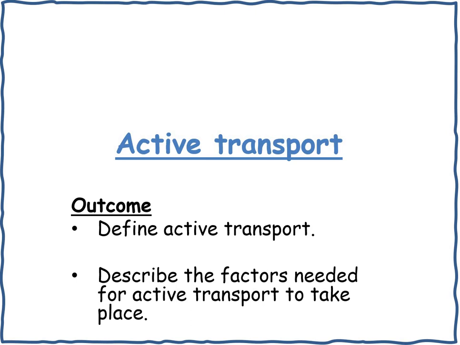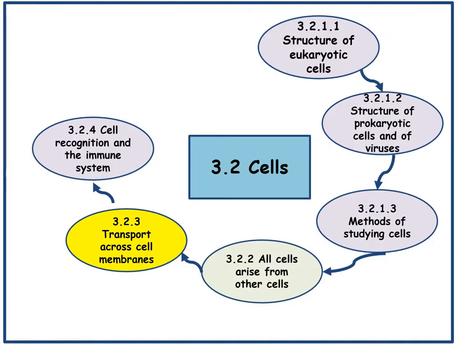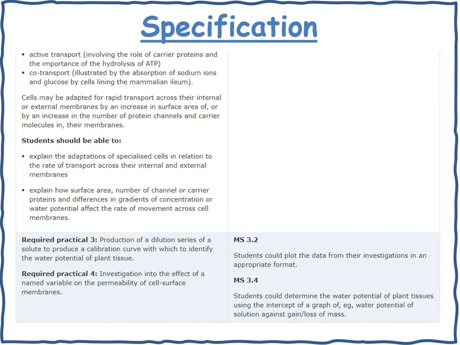Active transport. Define active transport. Describe the factors needed for active transport to take place. So, this is part of the 3.2 AQA topic cells, and it's 3.2.3 transport across cell membranes.